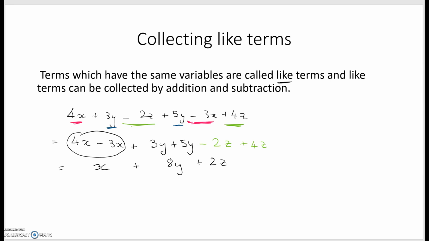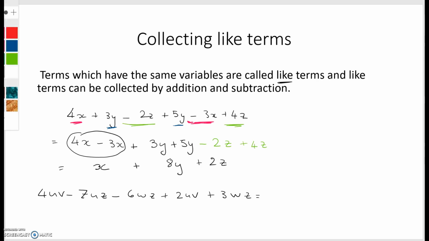So another example might be if we have 4uv minus 7uz minus 6wz plus 2uv plus 3wz. Let's just again colour code the ones that we've got that are the same. So let's use orange for the uv term. So there's a uv, there's a uv. Let's use green for the uz. Nope, no more uz's. And let's use blue for the wz's.